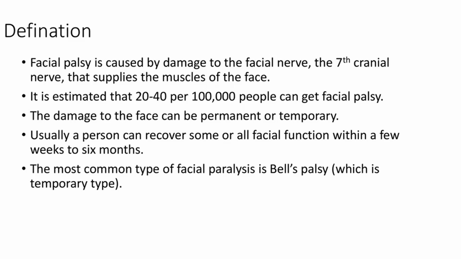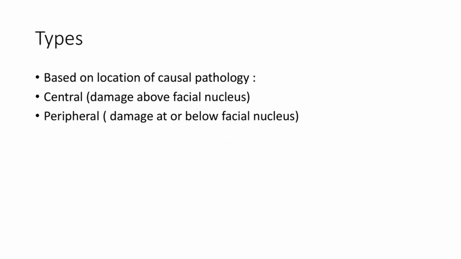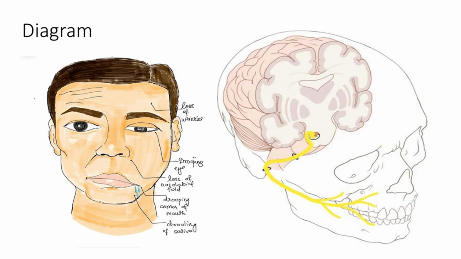So the nerve can be damaged either centrally or peripherally. Centrally meaning damage above the level of the nucleus. Basically, the nucleus of the facial nerve resides in the brainstem pons area, and the peripheral is the type of facial nerve palsy in which damage is below or at the nucleus area.